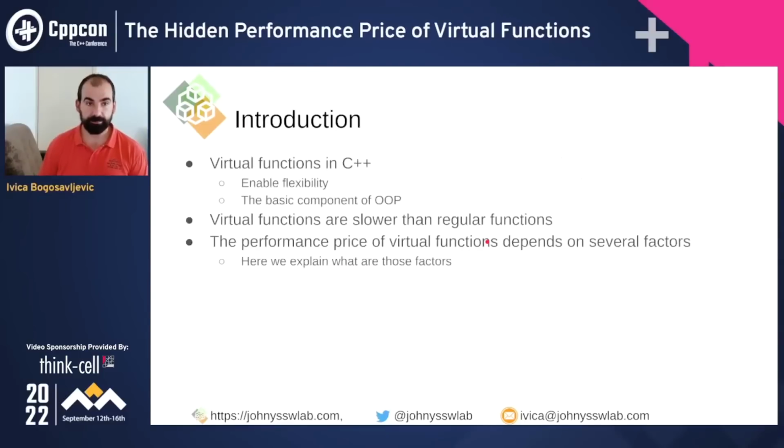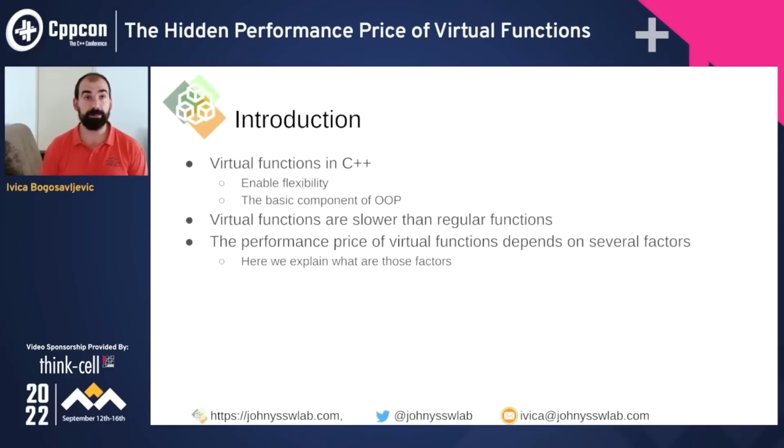So let's start. First, a short introduction about virtual functions in C++. I assume that everybody knows what virtual functions in C++ are. They enable flexibility and they're a basic component of object-oriented programming. You cannot imagine object-oriented programming without virtual functions, and the flexibility of modern software development is unobtainable without virtual functions. Now the problem is that virtual functions are slower than regular functions.